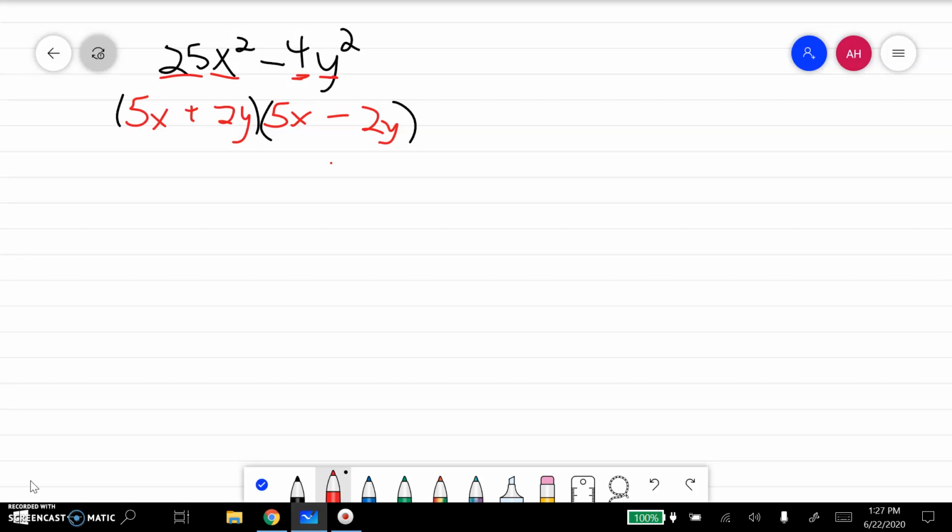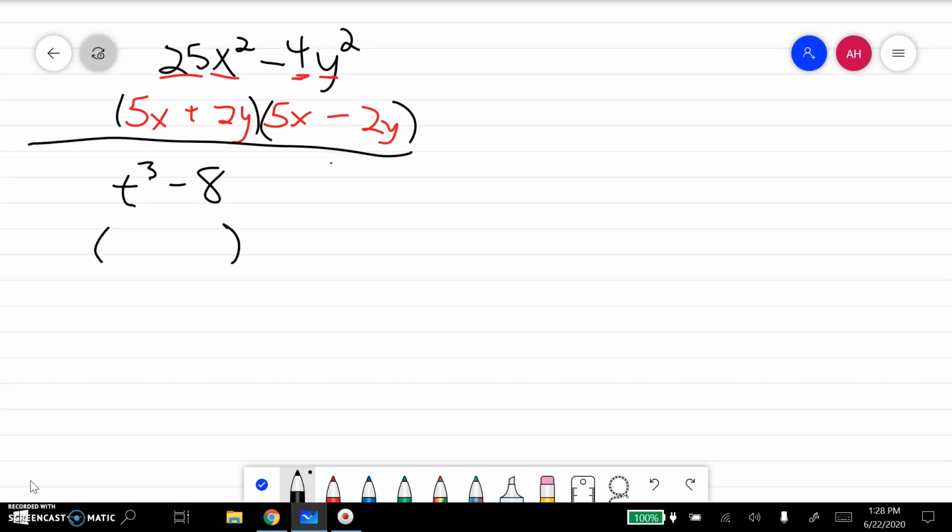So let's look at another problem. Let's say I had something like t cubed minus 8. Okay, so here, these are subtracted, but these are not squares, they're cubes. And so this is called a difference of cubes. You can have addition or subtraction with cubes. So I'm going to kind of show you how to work this. These are kind of more complicated, unfortunately.